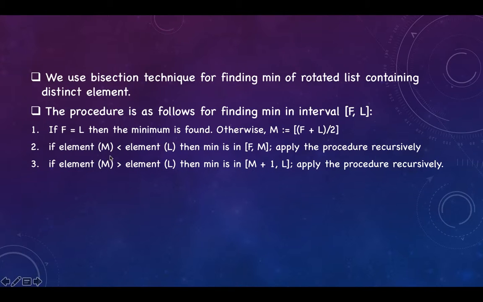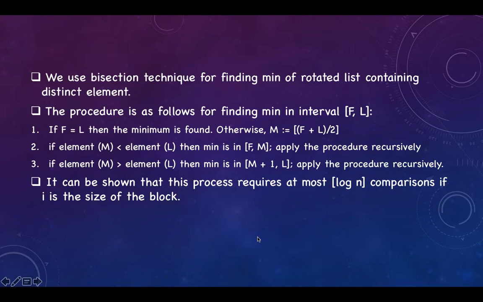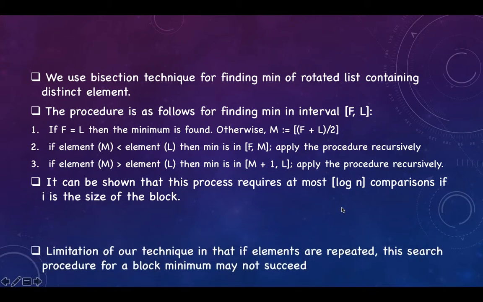If the element at M is less than the element at L, then the minimum is in the interval f to M, and we have to apply the procedure recursively. And if the element at M is greater than the element at L, then the minimum is in the interval M plus 1 to L, and we again apply the procedure recursively. It can be shown that this process requires at most log i comparisons, where i is the size of the block.